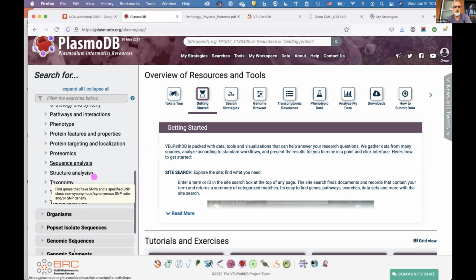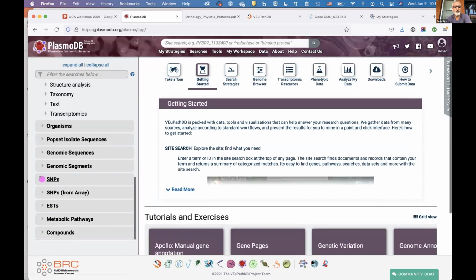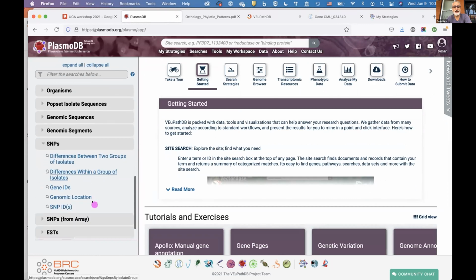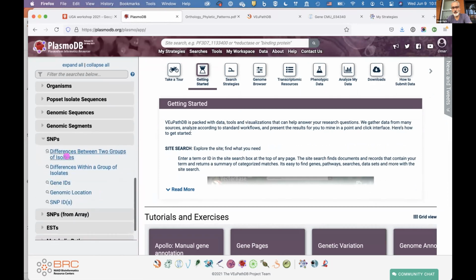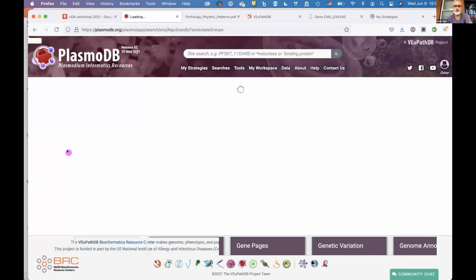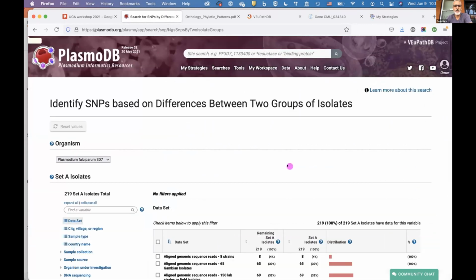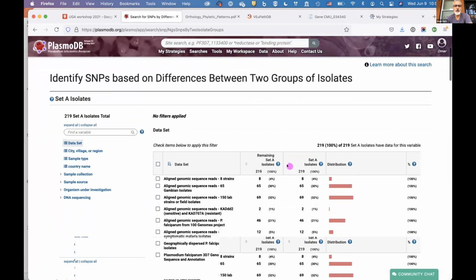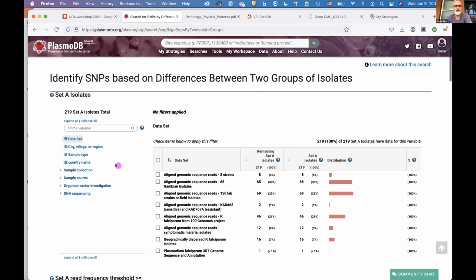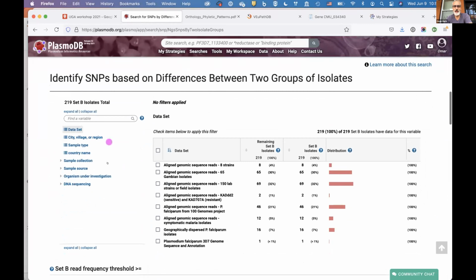However, as I mentioned before, you could also just run SNP searches and distinguish between SNPs between 2 different groups of isolates or within a group of isolates. And I will go there maybe first and then switch to the gene searches. So let me pick the difference between 2 isolates. And you notice here at the top, you have set A isolates. And then as I scroll down, you have set B isolates, right?